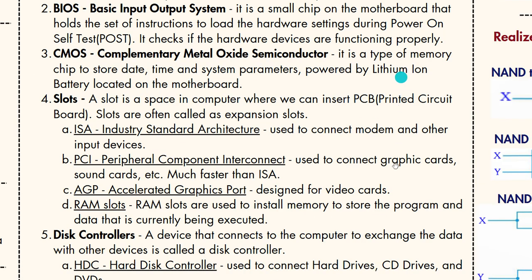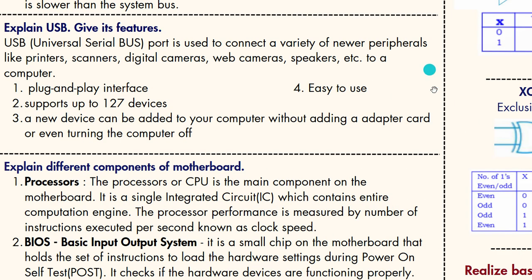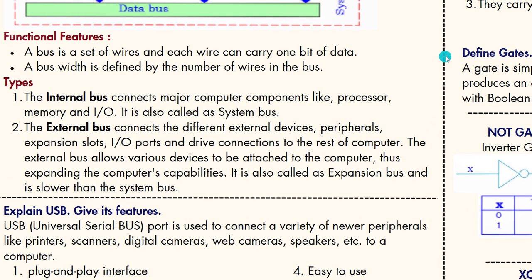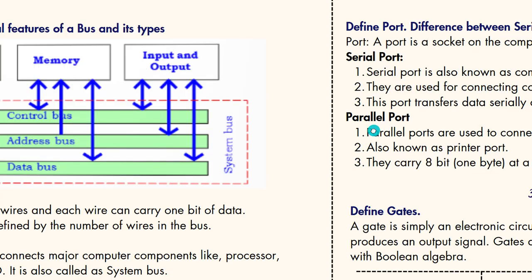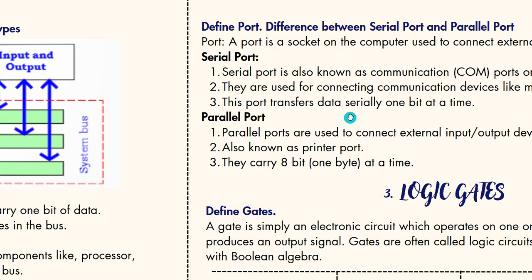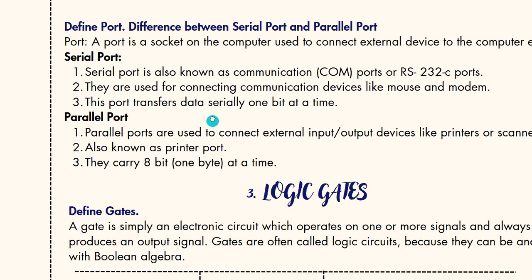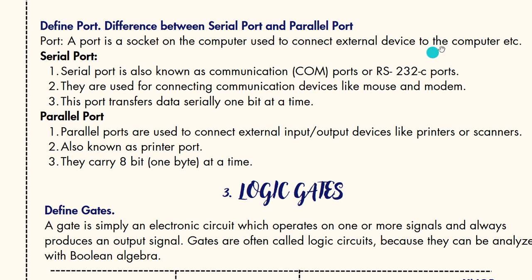Now coming to our last question, that is, what is a port? And two important ports we are going to study now. A port is a socket on the computer used to connect external devices to the computer, right? These are usually asked as definitions or differentiations. So, what is the difference between serial and parallel port?